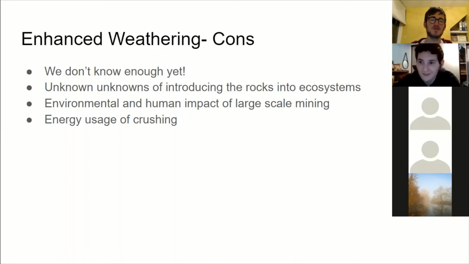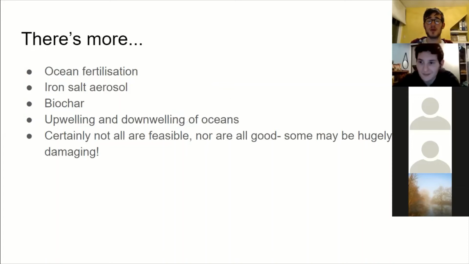Inevitably, the impact of mining on this scale won't be as bad as the impact of climate change, because the impacts of climate change are unimaginably bad, and the impacts are happening now. So we need this removal anyway to reverse the impacts we've had. We don't want to be impacting human development. We also need to consider the energy use of crushing, because it uses a huge amount of energy, and so again has the same fossil fuel problem.